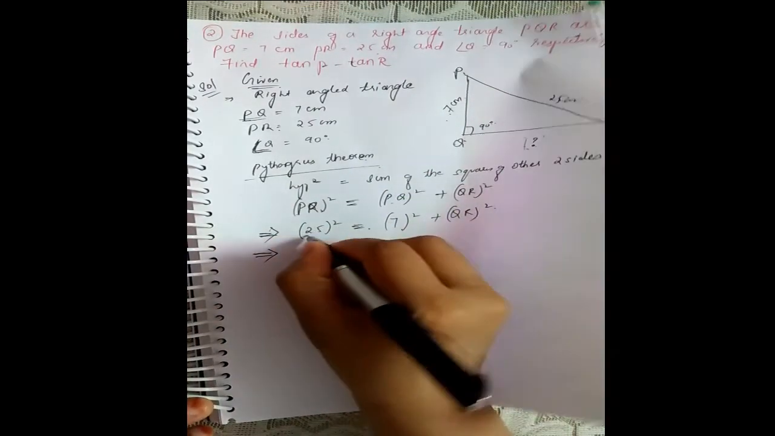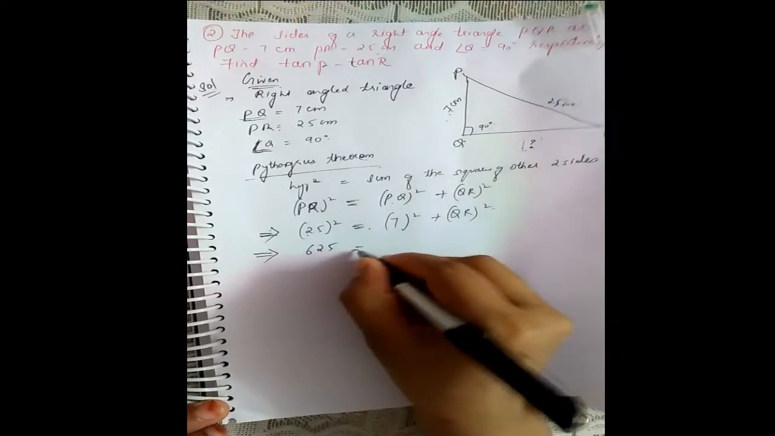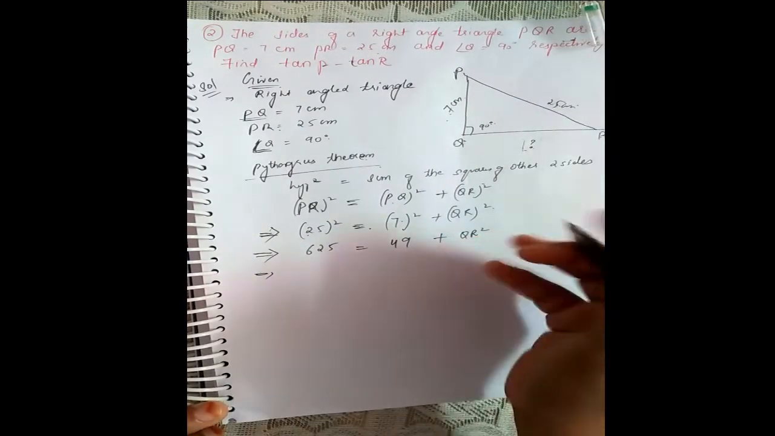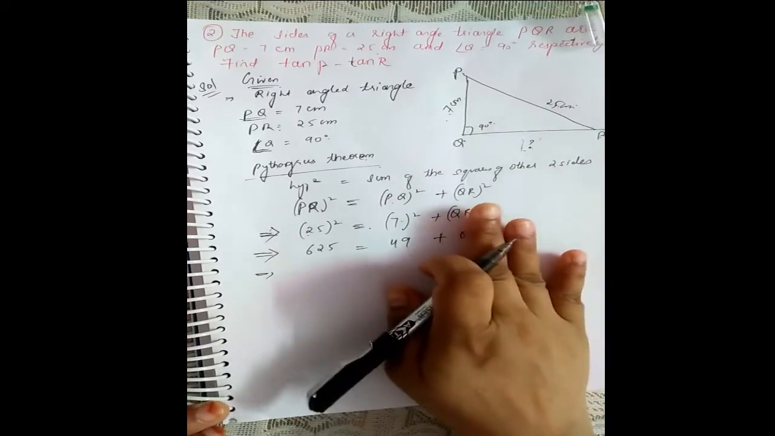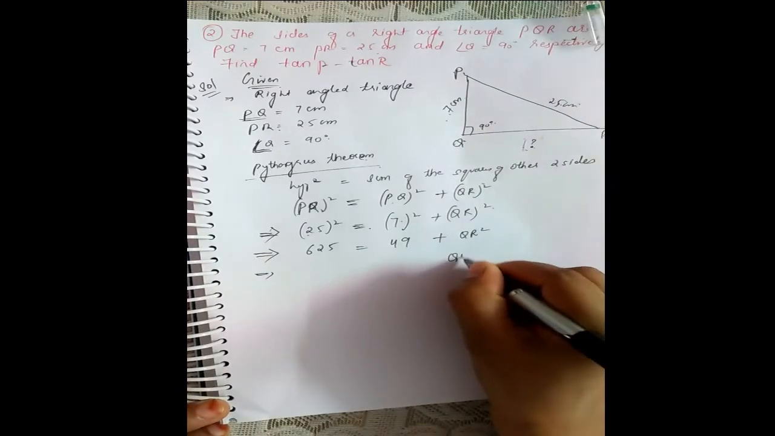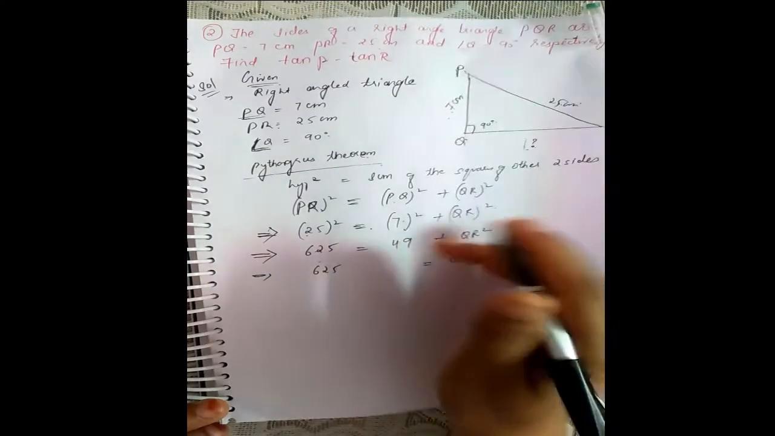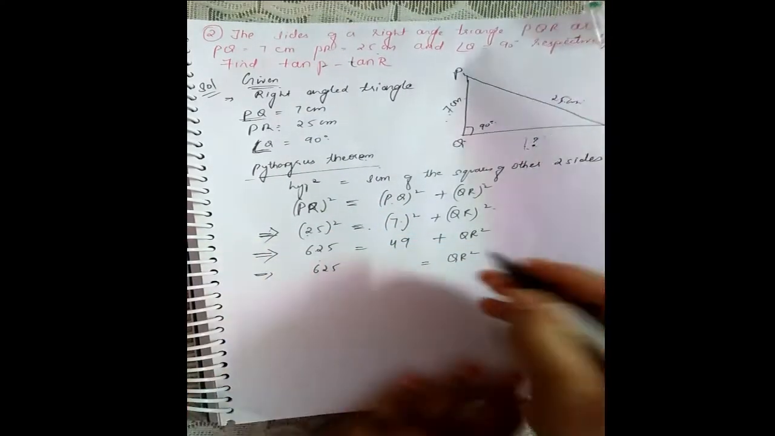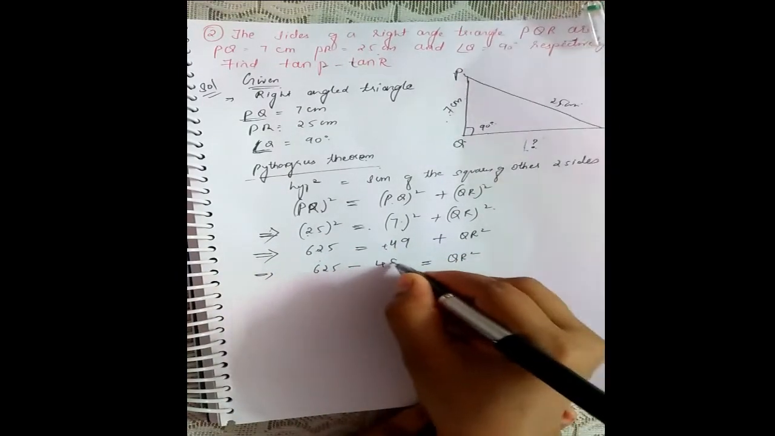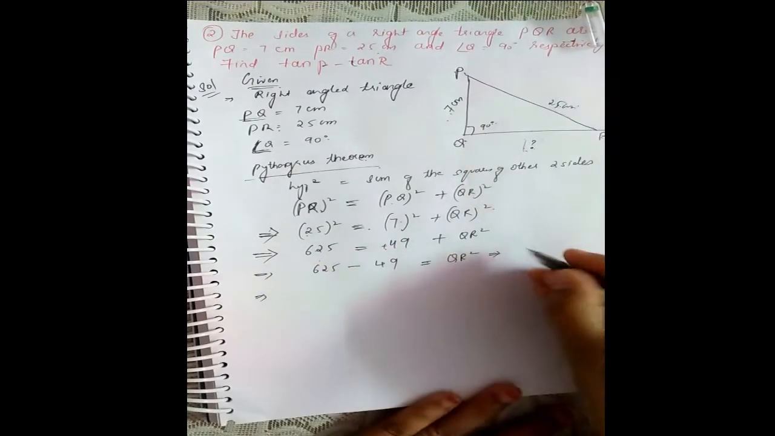Next step implies that, what is 25 square? 625. What is 7 square? It's 49, plus QR square. Now what are we doing? Keeping that QR square here itself, bringing this 49 to the other side is a basic calculation that we do. QR square stays as it is, 625 as it is, but the 49 goes behind the sign, so this positive gets negative. You got it? In this step we are just changing it.